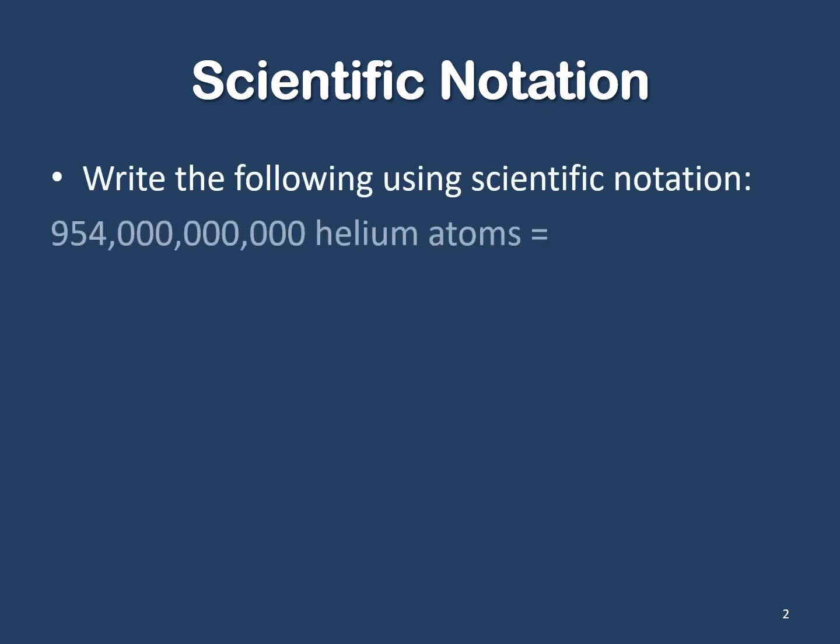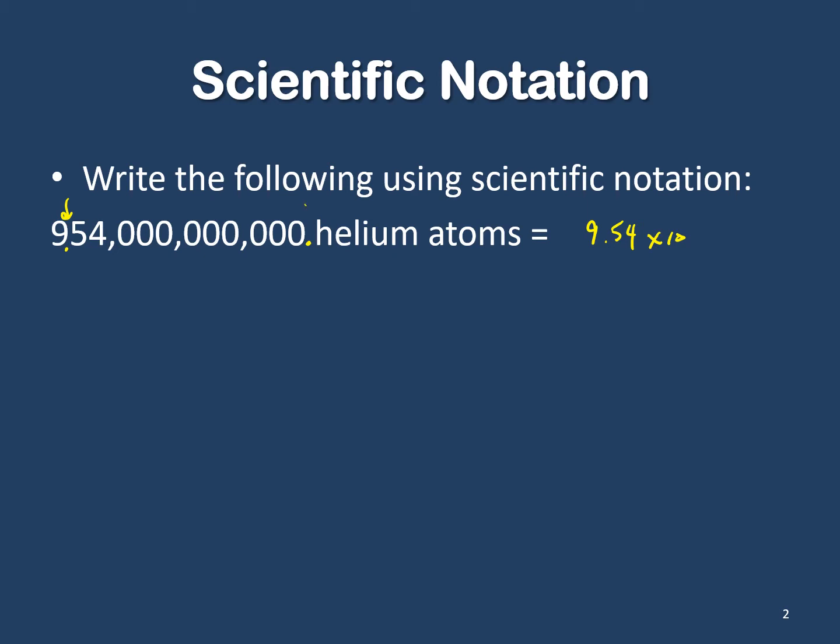So let's write some numbers using scientific notation. When we're doing this, the way we do it is we have a decimal here that we're not showing, but we need to move that decimal so that we get a number between 1 and 10, which means I need to move the decimal here. This will give me 9.54, and then I multiply that by 10 to some power. Now the exponent that I use with the 10 depends on how many digits I move my decimal, and also depends on which direction I move my decimal.